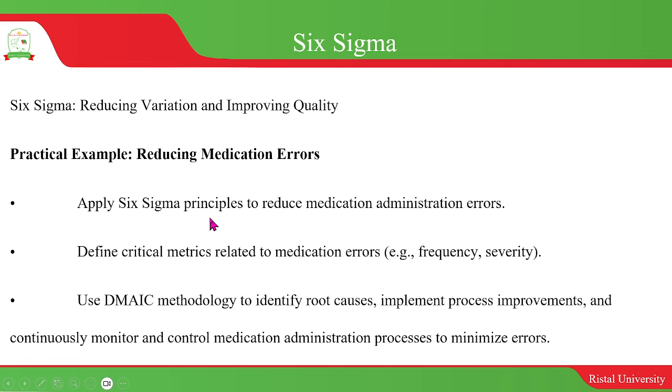So the practical example is reducing medication errors. We apply the 6 sigma principle to reduce medication administration errors. Define critical metrics related to medication errors, that is frequency and severity. Use the DMAIC methodology to identify root causes, implement process improvements, and also continuously monitor and control administration processes to minimize errors.